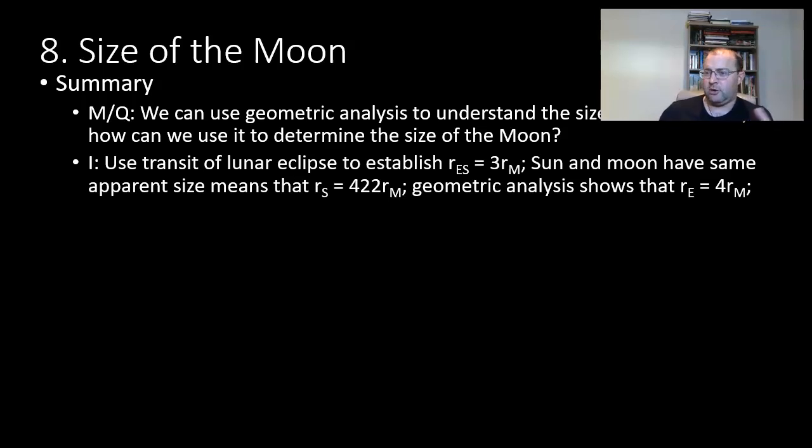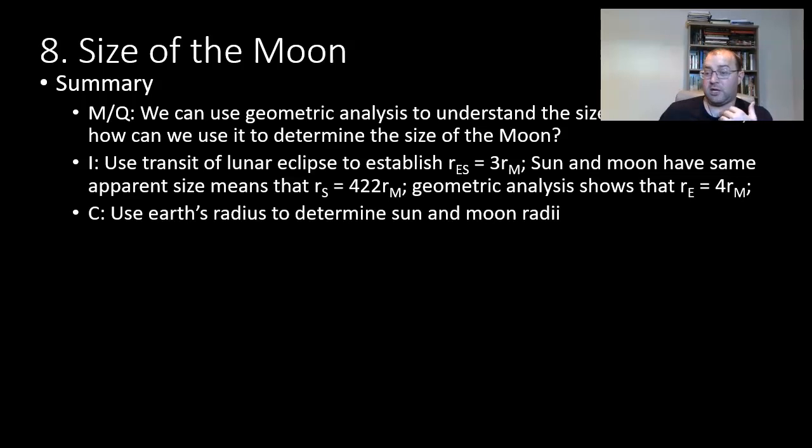the radius of the Earth's shadow is roughly 3 times the radius of the moon. Given that the sun and the moon have the same apparent size, the ratio of their sizes is going to be the same as the ratio of their distances, which is presented as 422. The radius of the sun would be 422 times larger than the radius of the moon. And then the geometric analysis shows that the radius of the Earth is 4 times the radius of the moon. From that, we can use the known value of the Earth's radius to determine the sun and the moon radii.